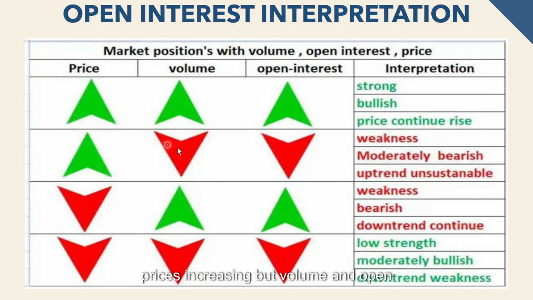Price is increasing but volume and open interest is decreasing. In that case, it's a weakness in the uptrend. Moderately bearish. The trend may change direction. Price coming down, volume and open interest is increasing, meaning stronger bearish downward trend. Price is decreasing, volume and open interest is also decreasing, meaning low strength in the bearish market. It is weakness in the downward trend. It's about to change the trend direction.